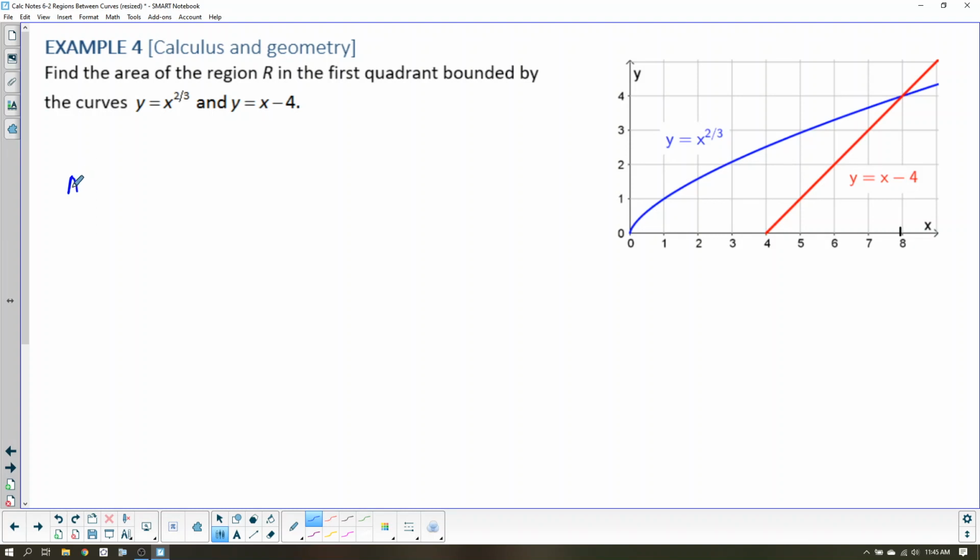Alright, so one way to do it would be to integrate from 0 all the way out to this point here. So 0 out to 8 of just the x to the 2/3. Now that's going to give us too much because it's going to give us all the area under the blue curve. So what we want to do is subtract the area under the red curve, but we can only integrate it from, not from 0. Its integral should start at 4 and go up to 8.